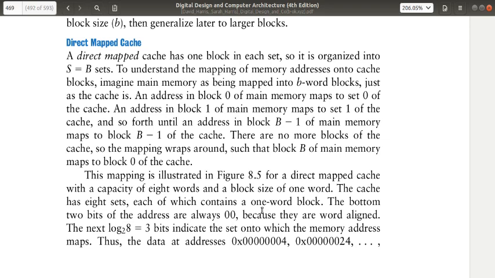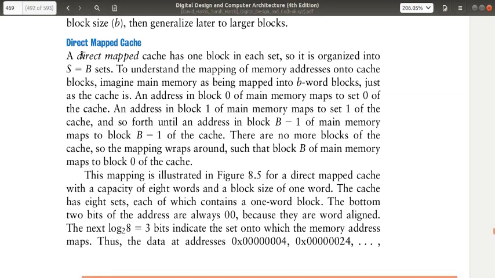And then we discussed that there are three types of mapping: direct mapping, n-way set associative mapping, and fully associative mapping, and that the distinction between the three is based on the number of sets and the number of blocks in each set. So that is where we left the last lecture, and in this lecture let's start with direct mapping.